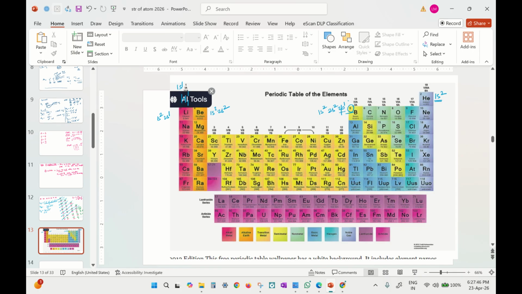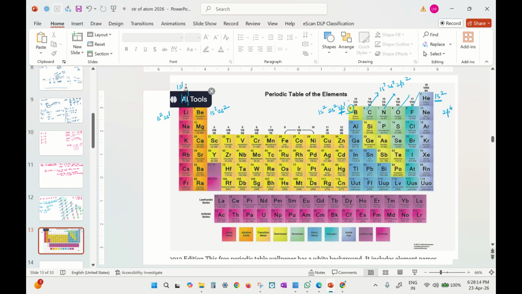Progressively, the p is capable of holding 6 electrons totally. Already in boron, 1 is there. So what will be carbon then? 1s2, 2s2, 2p2. Nitrogen, 1s2, 2s2, 2p3. Oxygen, 2p4. Fluorine, 2p5. Neon, 1s2, 2s2, 2p6.